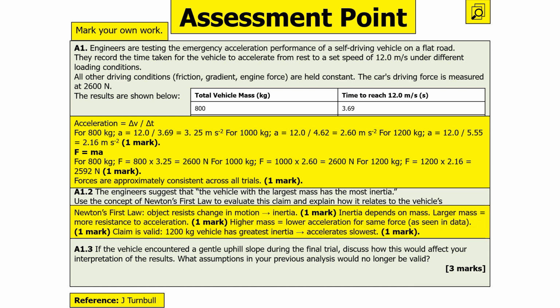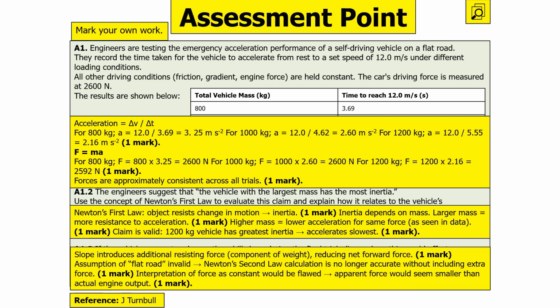In the second question, Newton's first law indicates objects resist change in their motion, which is inertia. Inertia depends on the mass. The larger the mass, the more the resistance to acceleration. So the higher mass gives you the lower acceleration for the same force, as seen in the data. Now this claim is therefore valid because the 1,200 kilogram vehicle has the greatest inertia, so accelerates the slowest.